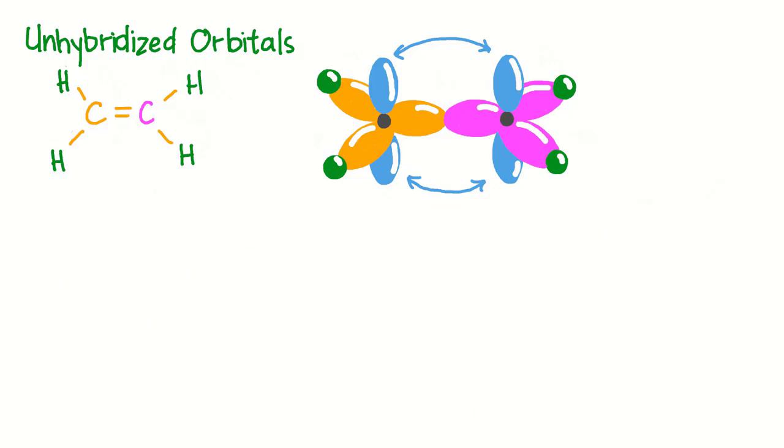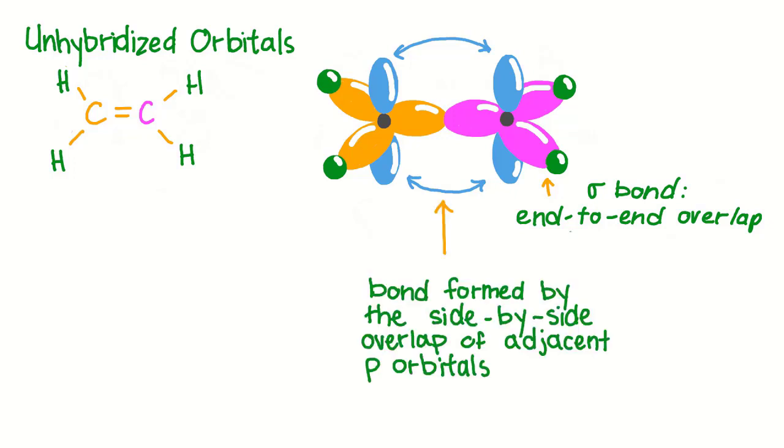This bond looks very different from the other bonds we've seen in this molecule and in the other molecules in this video, for example, the carbon-hydrogen bonds and the carbon-carbon bonds. The rest of the bonds we've looked at have featured the end-to-end overlap of orbitals, which, as we said earlier, makes these sigma bonds. But this bond is formed by the side-by-side overlap of adjacent p orbitals. This kind of bond is called a pi bond.